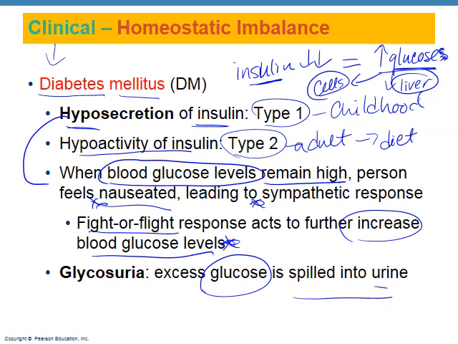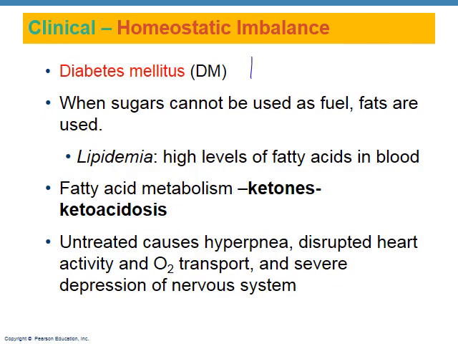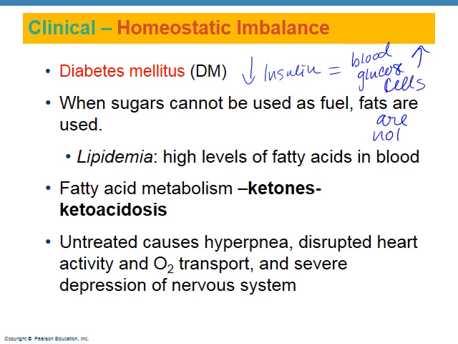What happens to the excess glucose? It's going to be spilled into the urine. So one of the signs of having diabetes is that the urine will smell really sweet because lots of glucose is being spilled over into the urine. So remember, if your insulin is low, that means your blood glucose is high, right? Floating around in your bloodstream. If your blood glucose is high and your cells are not taking in glucose, your cells are starving, right?